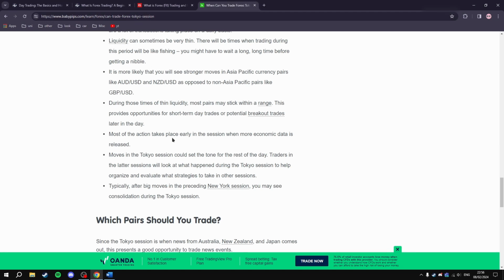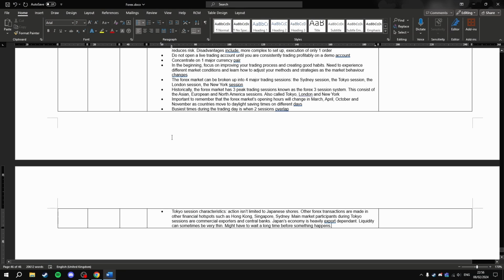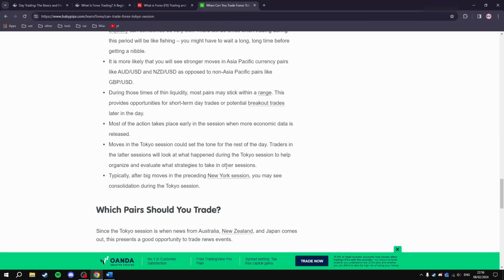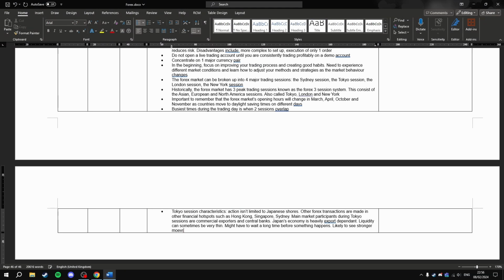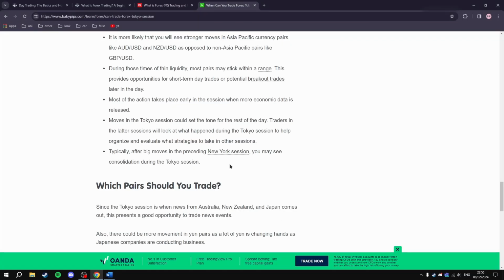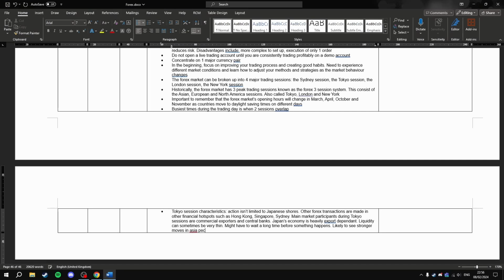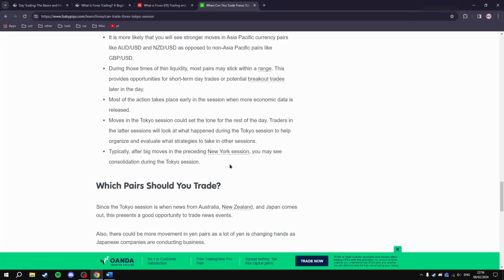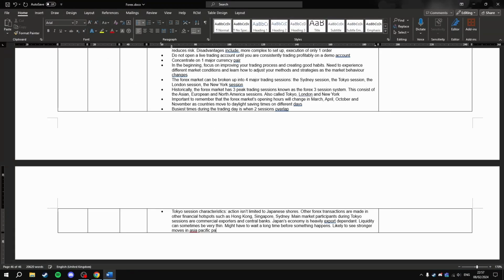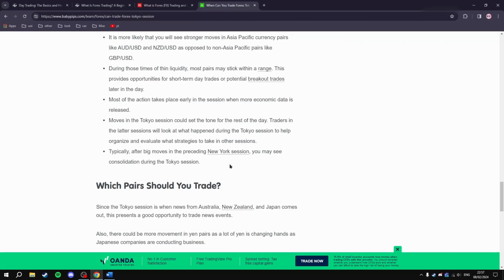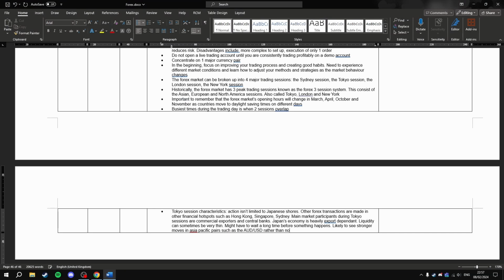It is more likely you'll see stronger moves in Asia Pacific currency pairs such as the AUD/USD rather than non-Asia Pacific pairs such as the GBP/USD.